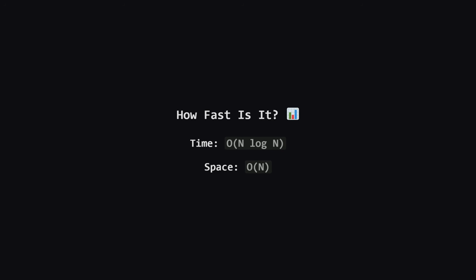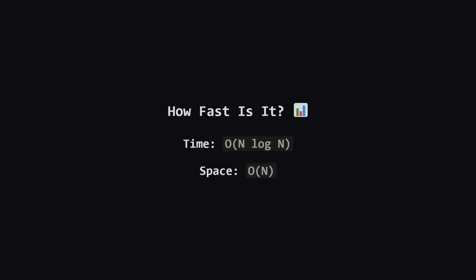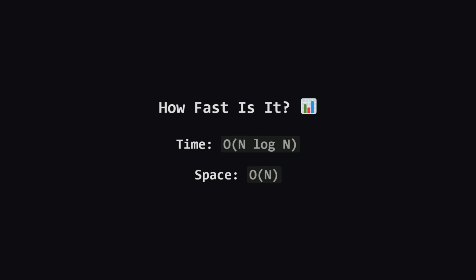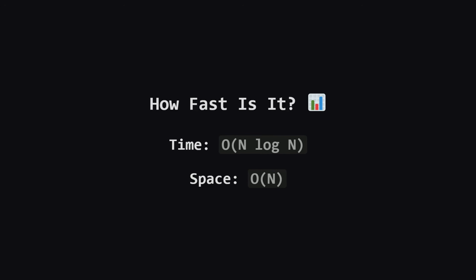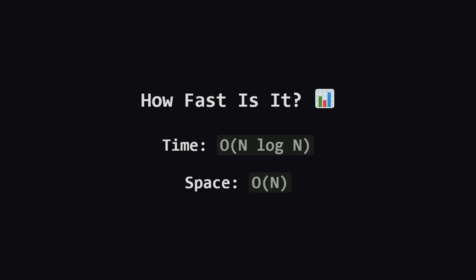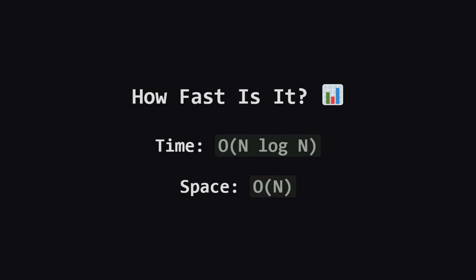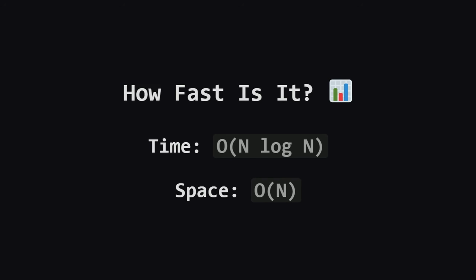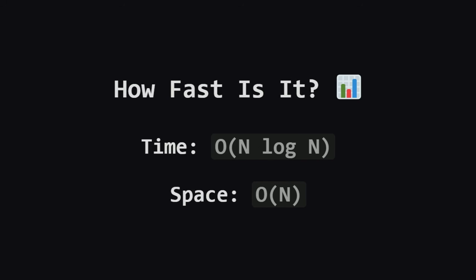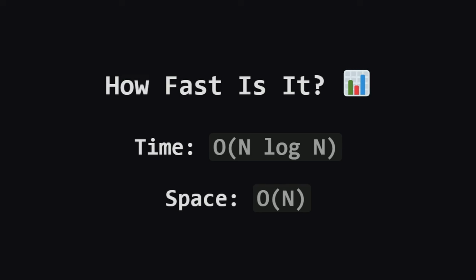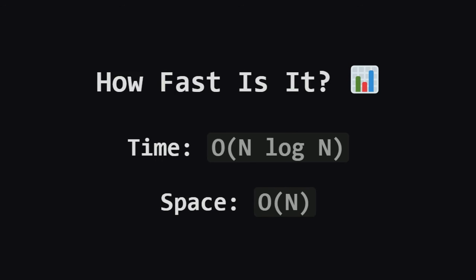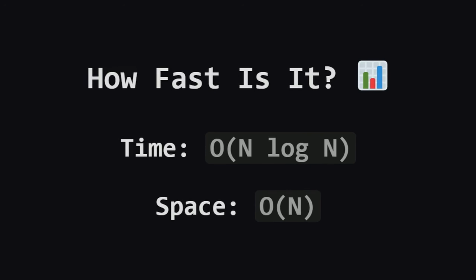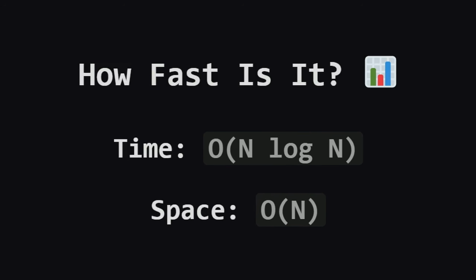So what's the performance like? The time complexity is big O of n log n. The n part comes from us having to iterate through the array. The log n part comes from the heap operations. Adding or removing an element from a heap of size n takes log n time. For space, the complexity is big O of n. This is because our heaps can grow up to size n, and we also need arrays of a similar size to store our pre-calculated prefix and suffix sums.